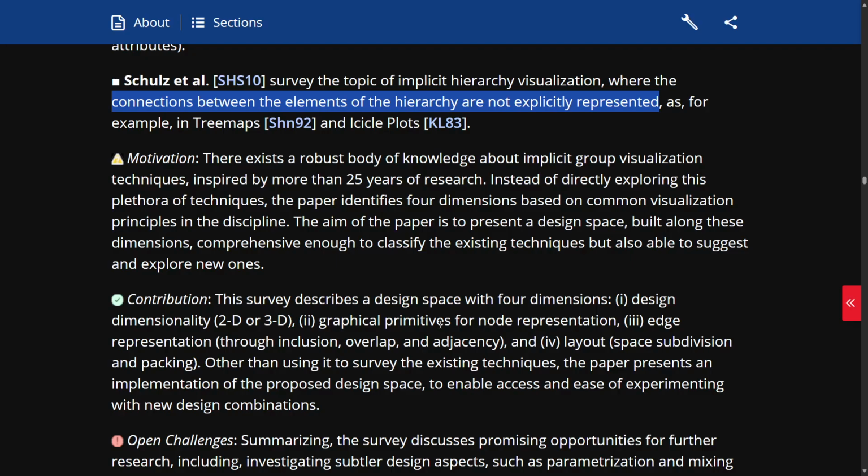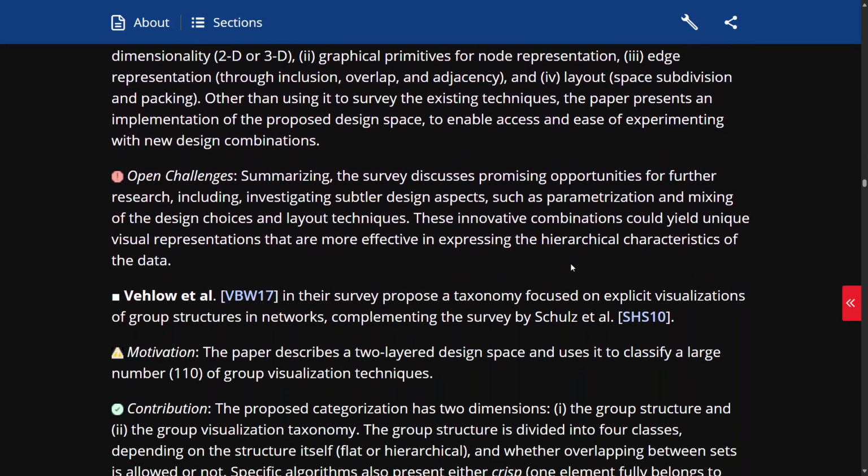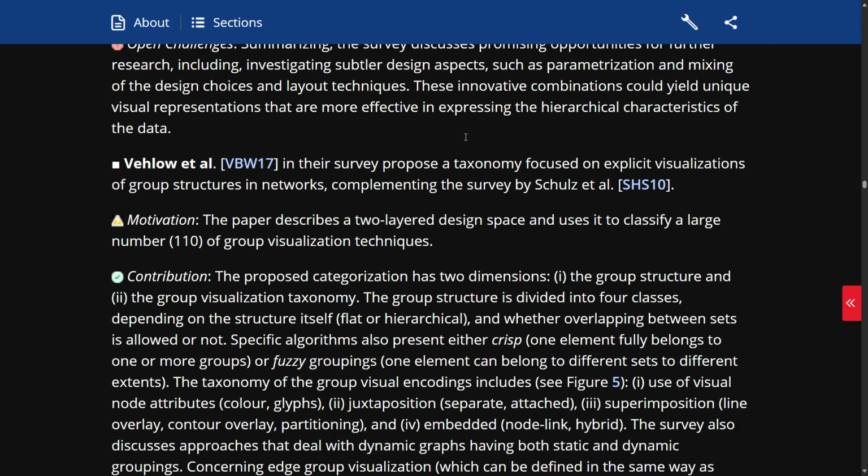Open challenges. Summarizing, the survey discusses promising opportunities for further research, including investigating subtler design aspects, such as parametrization and mixing of the design choices and layout techniques. These innovative combinations could yield unique visual representations that are more effective in expressing the hierarchical characteristics of the data.